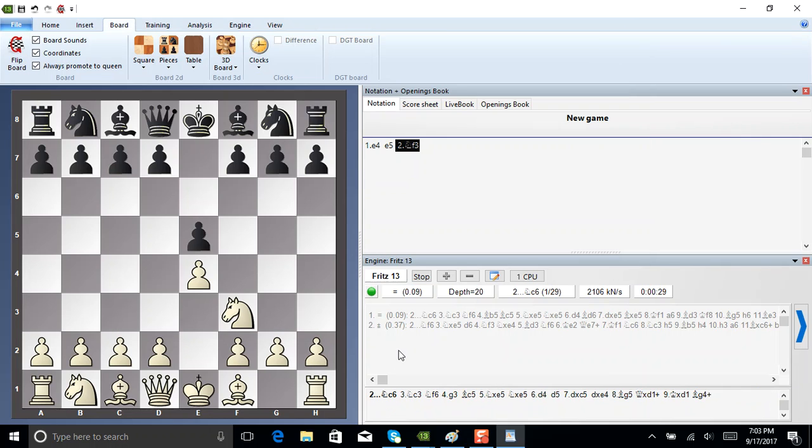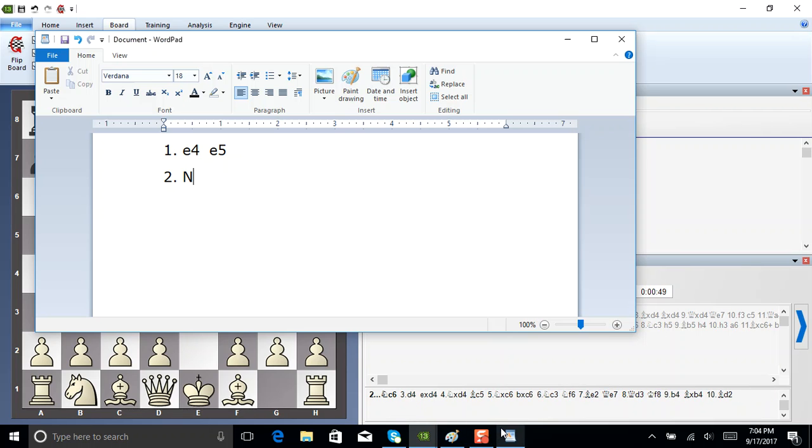Now, what square did the knight go to? Well, what file is he in? What letter is that? It's an F. What rank is the knight now on? 3. The knight moved to F3. We don't care where he came from, as long as he is the only knight that can move to that square. So that move would be knight F3.